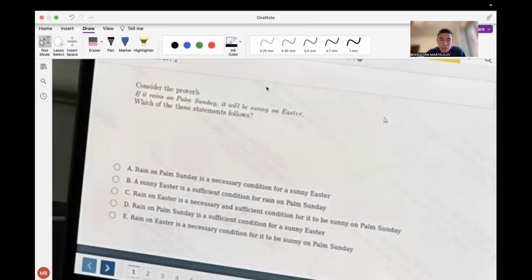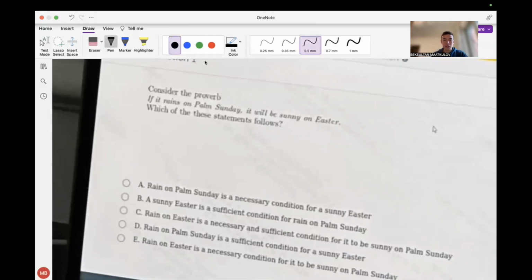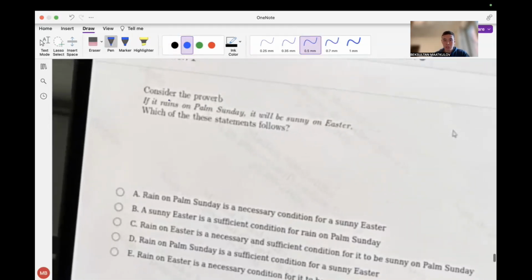Good, Yulia, that's correct. Victoria, that's correct. Kirill, that's correct. Yes, Temirlan, it's D. Good, Tara, it's D. All right, the easiest way to do it is to right away start to denote it. For example, if it rains on Palm Sunday, I will denote it as A. It will be sunny on Easter, I'll denote it as B, right?